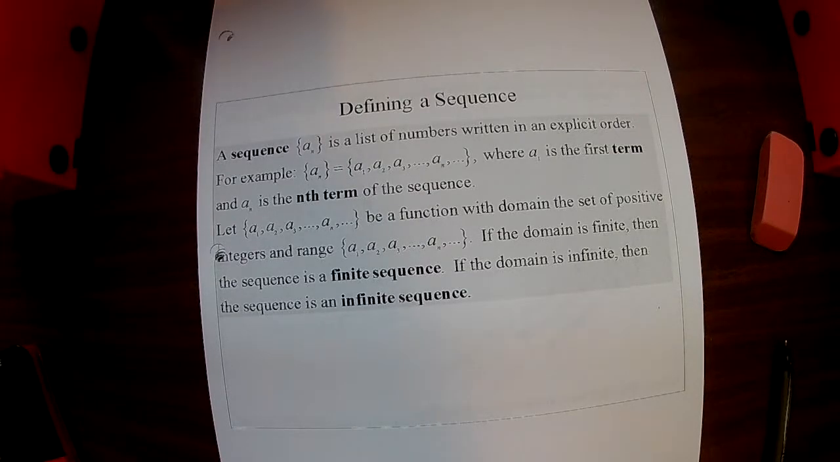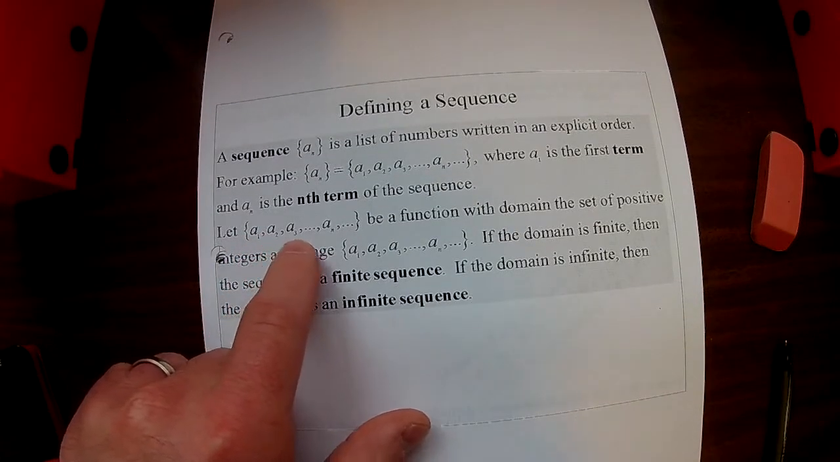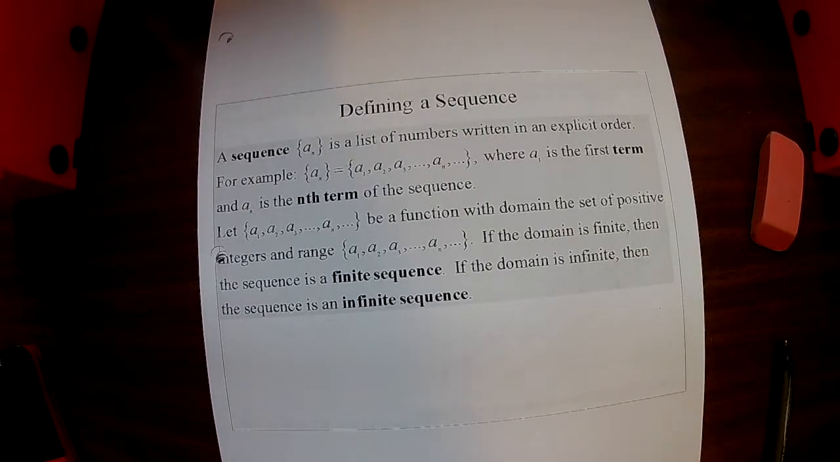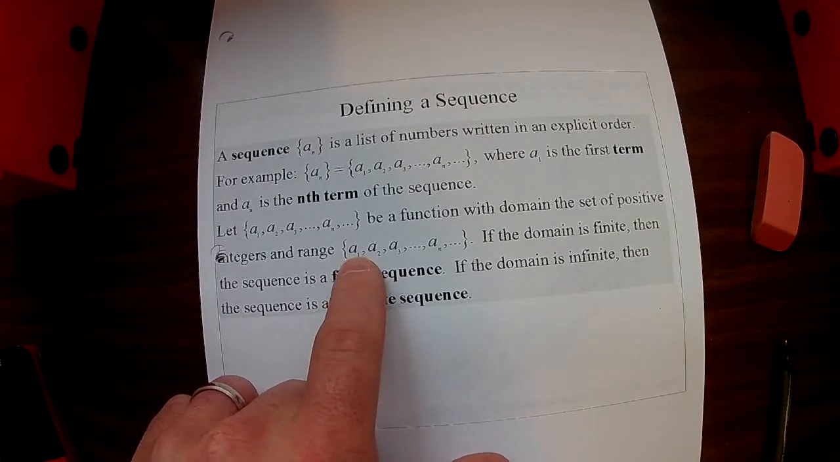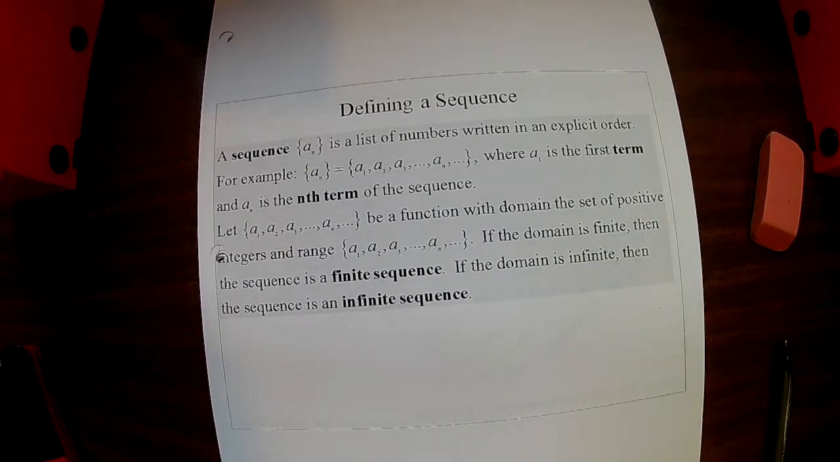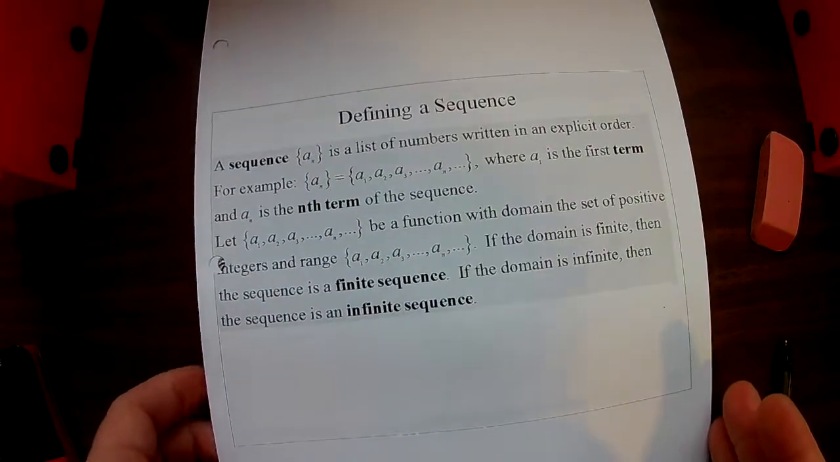If you let a sub 1, a sub 2, a sub 3, and so on be a function with domain the set of positive integers and range a1, a2, a3, etc. If the domain is finite, then the sequence is a finite sequence. If the domain is infinite, then the sequence is an infinite sequence. All that means is if you can count the number of numbers in a sequence, it is finite. If you cannot count how many numbers are in the sequence, it is infinite. If that's confusing, it will become more clear as this lesson goes on. So pause if you need to see this.